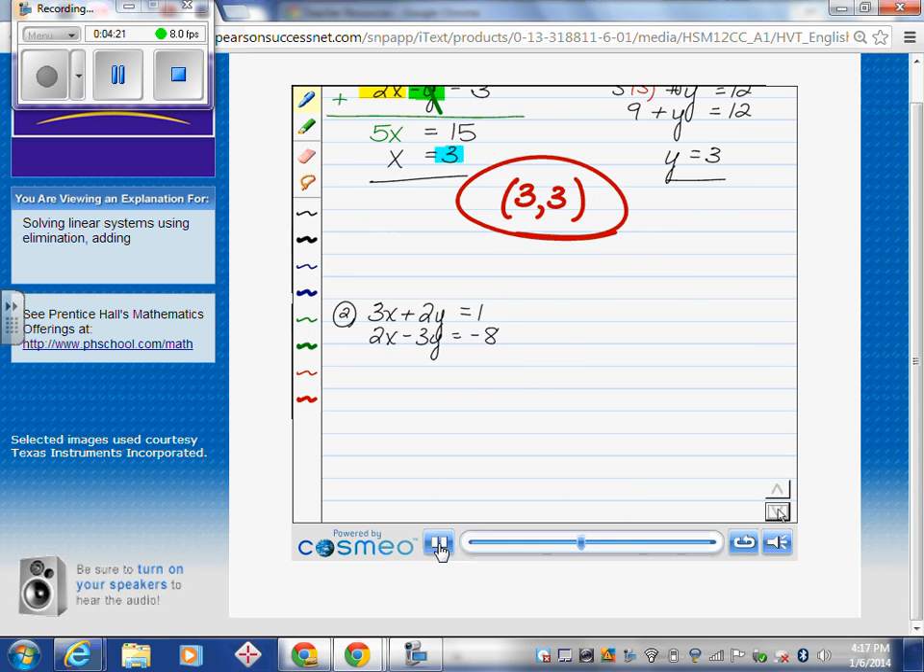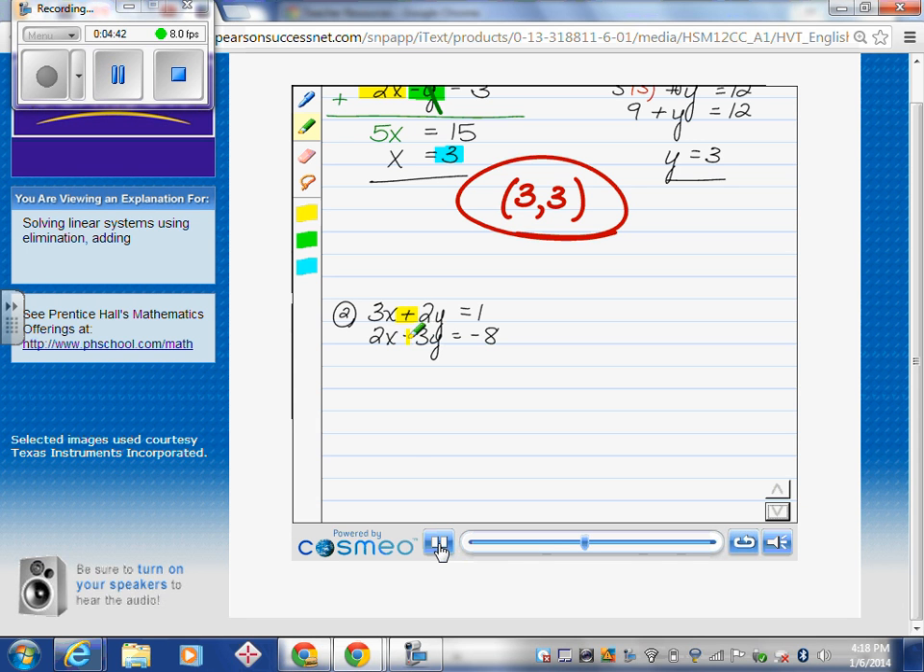Now this one was ready for elimination. Let's take a look at a second example where it's not ready for elimination. You see, if we add or subtract here, x will not be eliminated, neither will y. So we have to take a look at our variables and select to get rid of or eliminate either the x or the y.